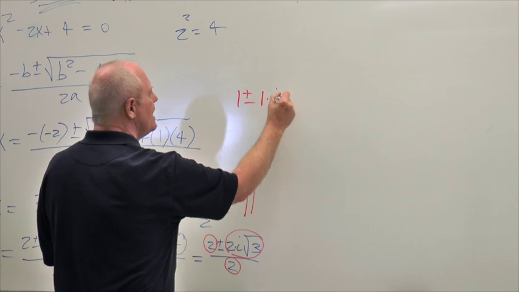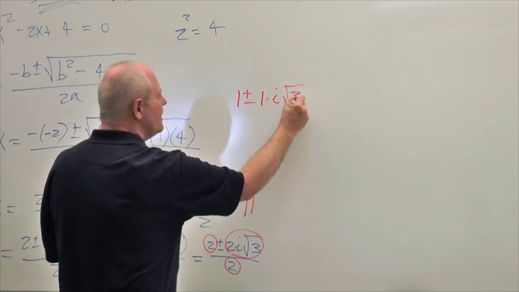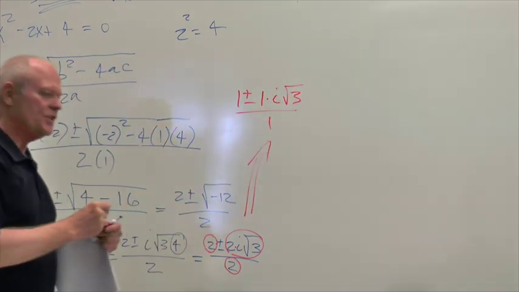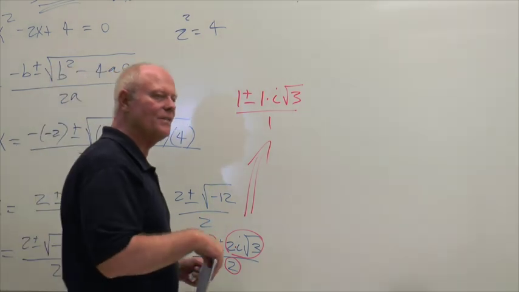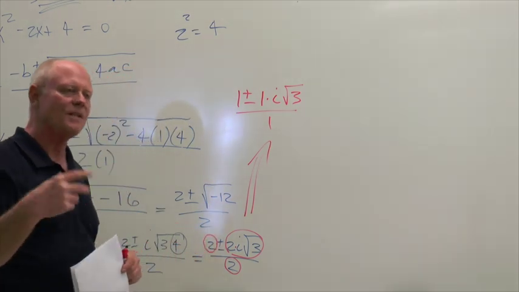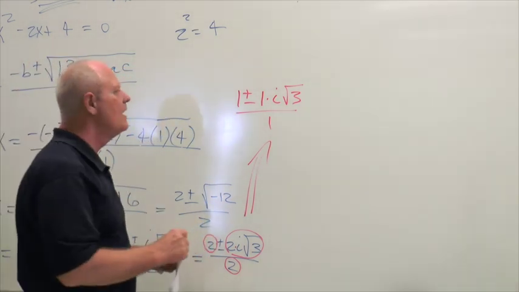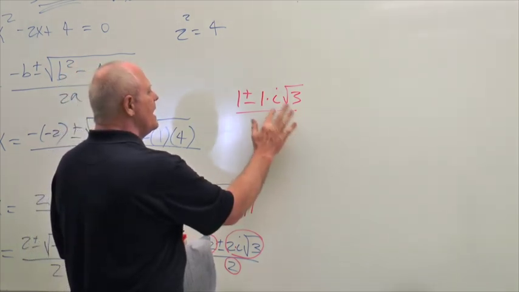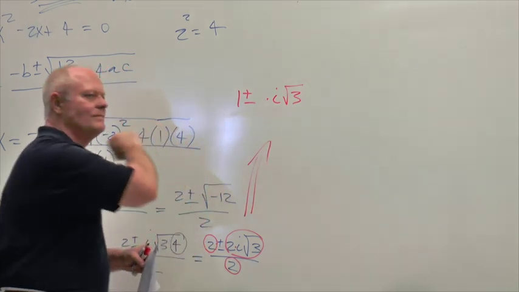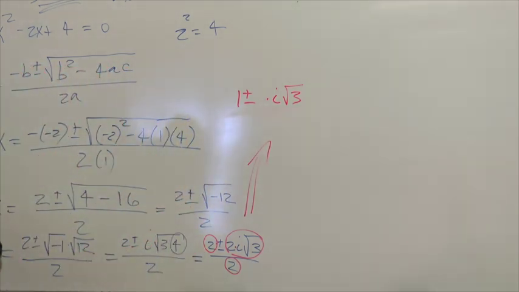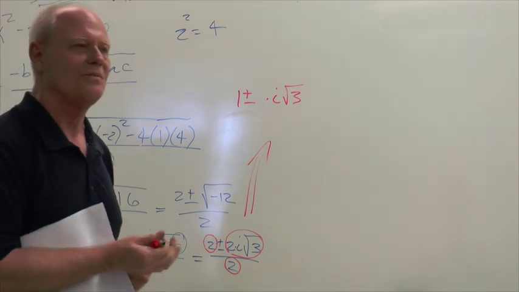Times i square root of 3 over 1, right? But what's true about the number 1, guys? You do not need to write it all the time, because if it's a coefficient in front of something, 1 times anything is the anything, and so forth. I can get rid of that, and I can get rid of that. How come I can't get rid of that one? What's the difference?